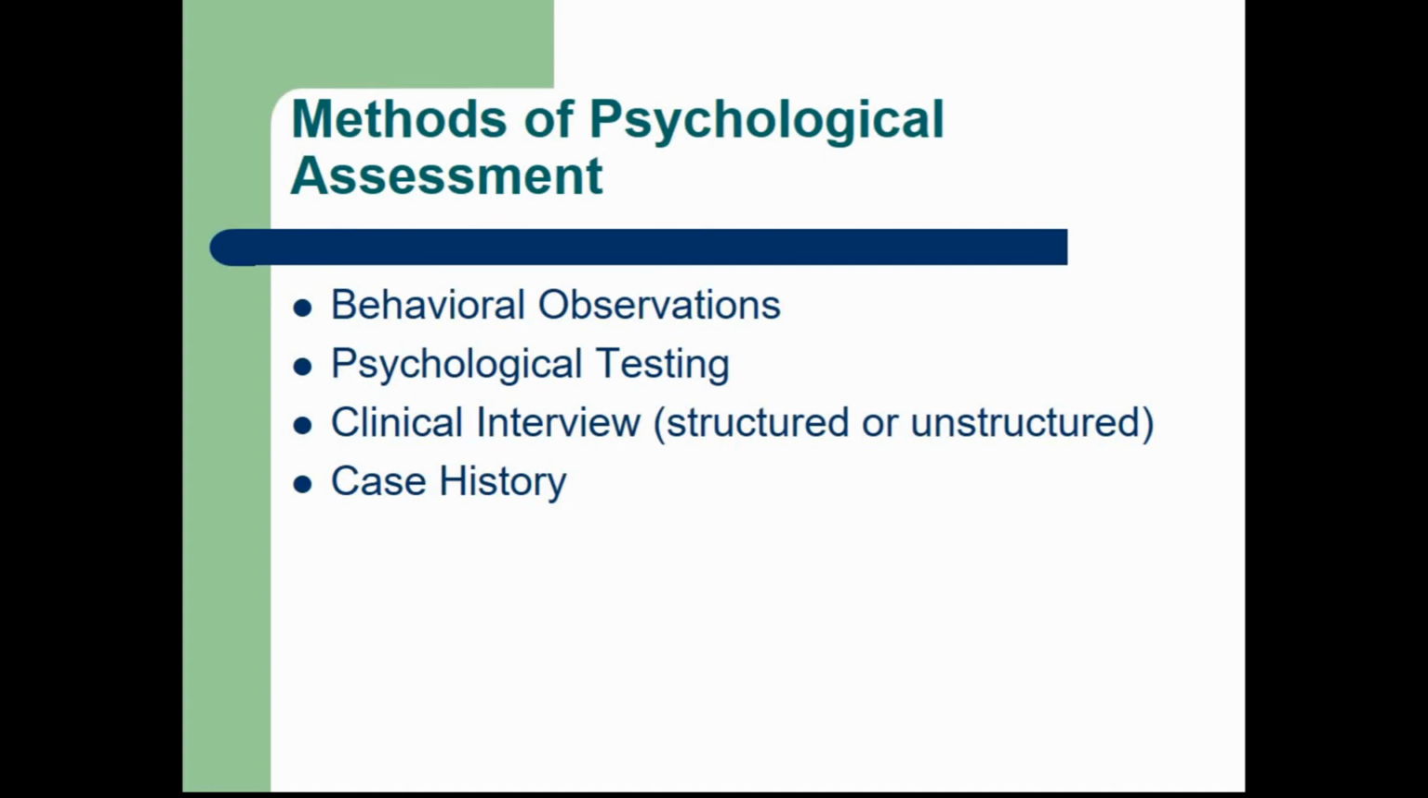The third type of assessment, the one we're going to really focus on in today's lecture, is the clinical interview, and this can be structured or unstructured, and we'll talk more about that in a minute. Finally, sometimes we assess people, and of course by assess we mean trying to figure out what's going on and what they need. And sometimes we talk about determining what their diagnosis is. Sometimes we use a case history to help us to determine that. Sometimes we don't have the luxury of having a case history.